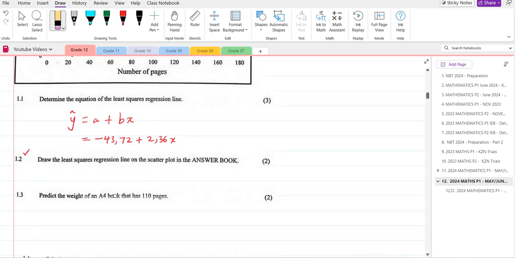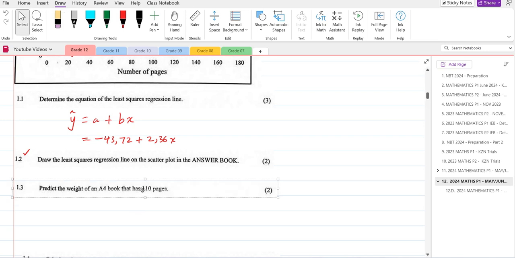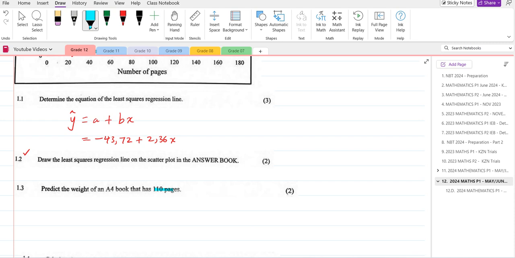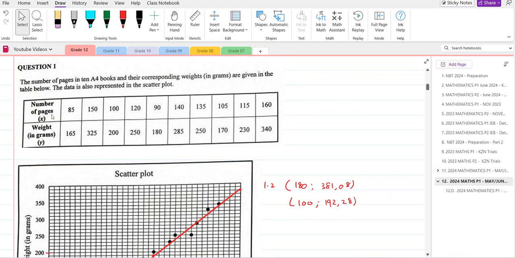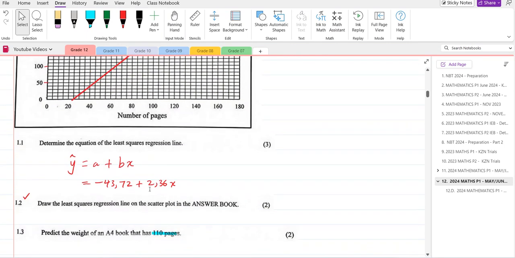Predict the weight. Right, so this is a nice question. Predict the weight of an A4 book that has 110 pages. Now remember, 110 page book, right? We're going to predict the weight. Now what is 110? Is it X value or Y value? As you can see, number of pages is X, so it's the X value.